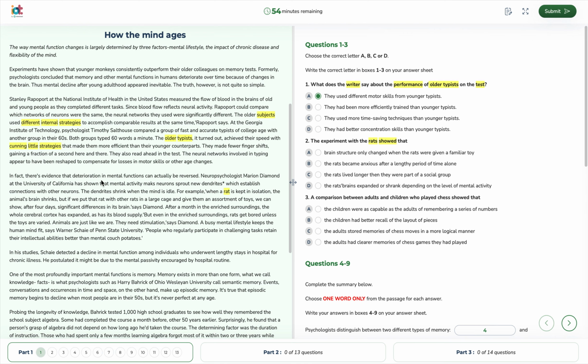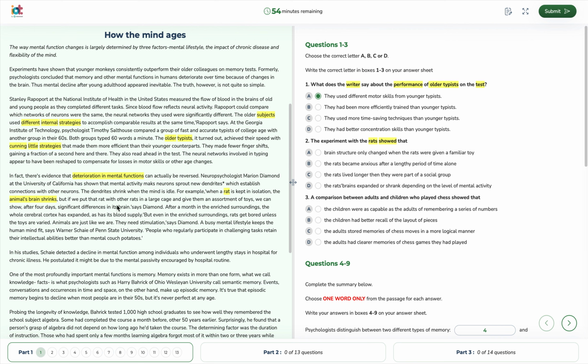In fact, there is evidence of deterioration in mental function. So see, it's talking about mental functioning deteriorating, depleting. Studies show that mental activity makes neurons sprout new dendrites, which establish connections. They give the example that when a rat is kept in isolation, the animal's brain shrinks. So they are saying that when they keep a rat alone, its brain shrinks.